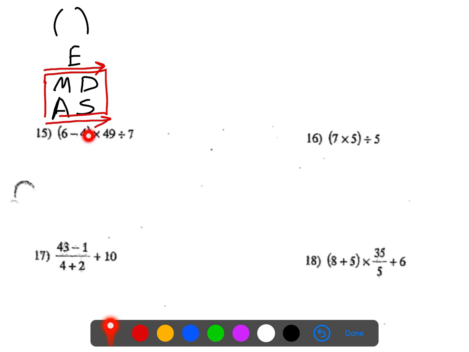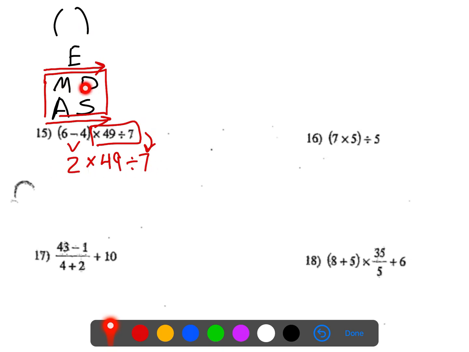For 15, we've got some parentheses that are focusing our attention right here on this expression, 6 minus 4. That's what we have to do first. So I'm going to solve that. 6 minus 4 is 2. I no longer need the parentheses because I just solved what's in it. And I think the best strategy is to rewrite the rest of the expression. So take what's left and move it down. Now, I've taken care of parentheses. I don't see any exponents here.